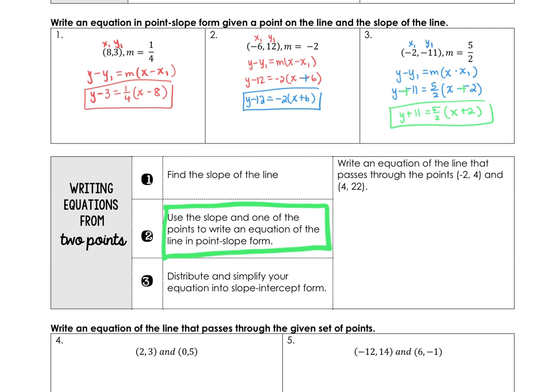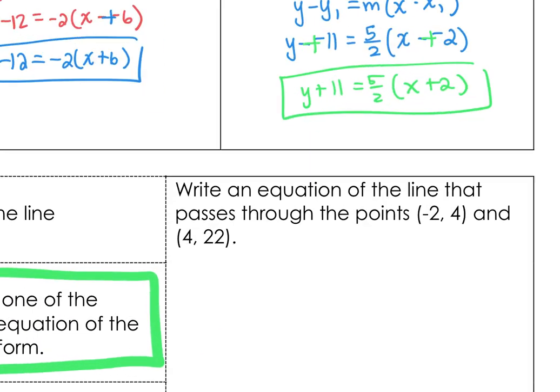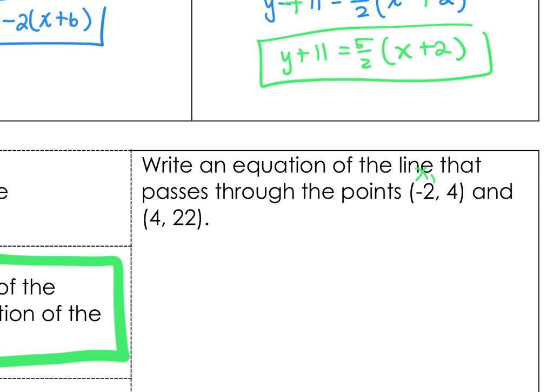All right? So here's our example. We're going to write an equation of a line that passes through the points -2, 4 and 4, 22. So to write the equation of a line, the first thing we have to do is know that slope. We have to know that rate of change. So if this is x1, y1, and this can be my x2, y2, in 4.1, we did the slope formula, right? y2 minus y1 over x2 minus x1.